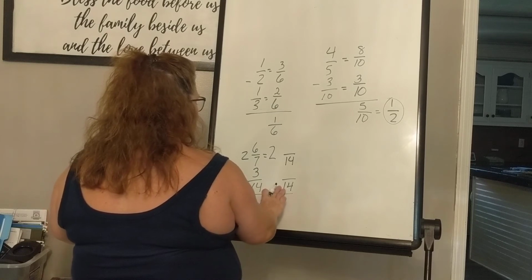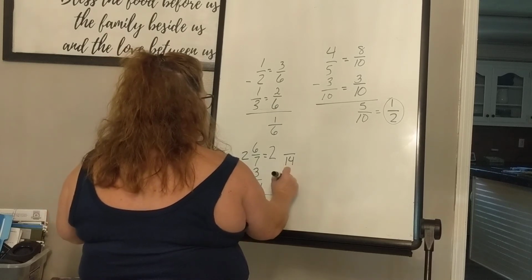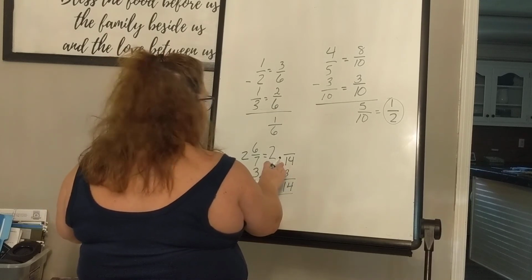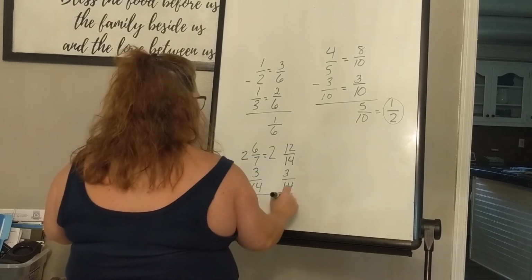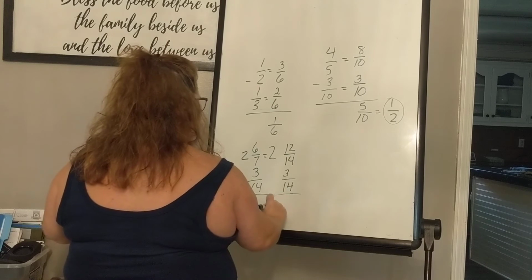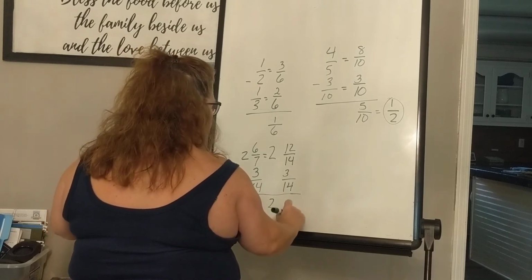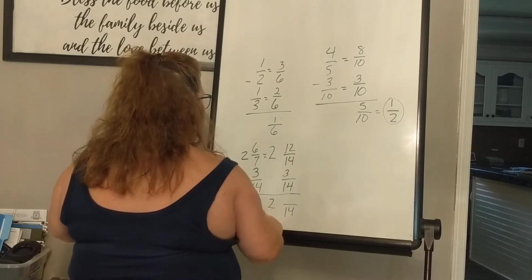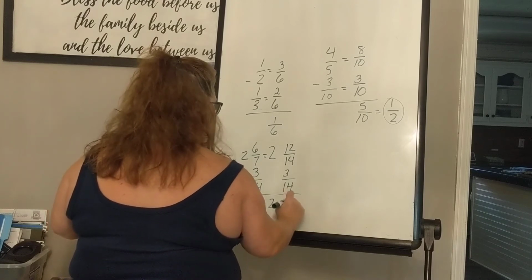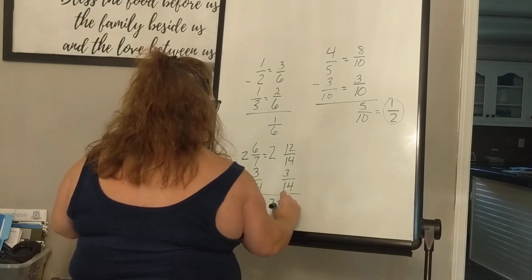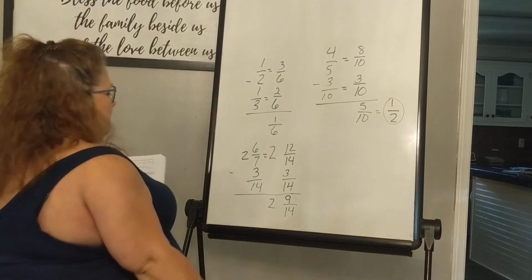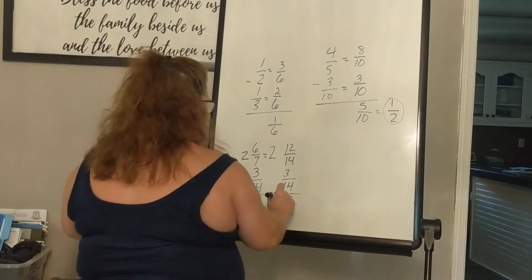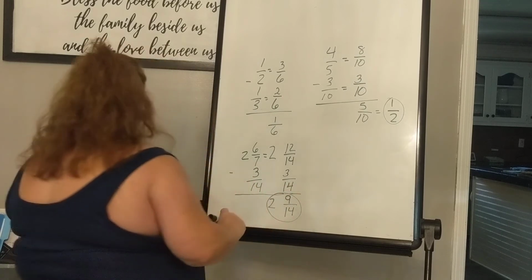14 will go into 14 1 time. 3 times 1 is 3. 7 will go into 14 2 times. 6 times 2 is 12. I'm ready to subtract. Whole numbers, 2 minus 0 is 2. My denominator is 14. 12 minus 3 is, why is that stumping me? Is 9. Totally stumped me for a second. So we have 9/14, and that is in its lowest form.